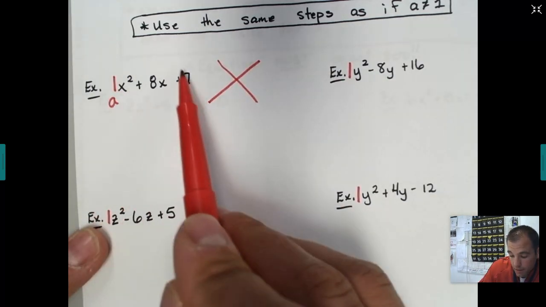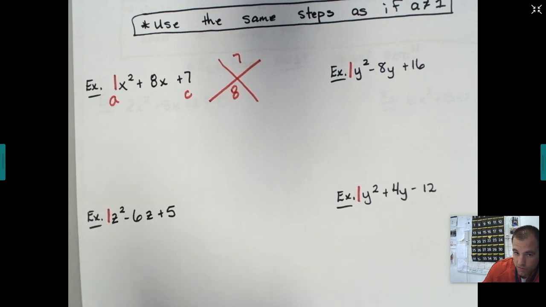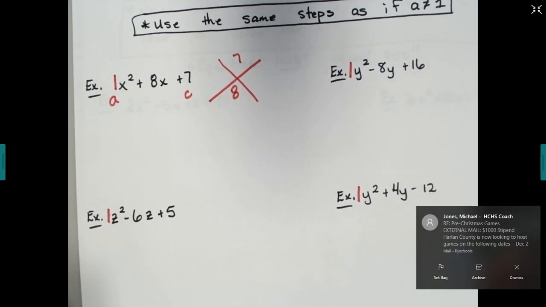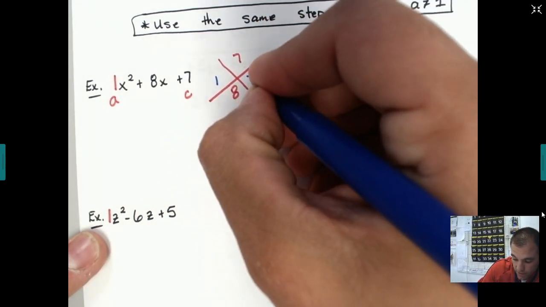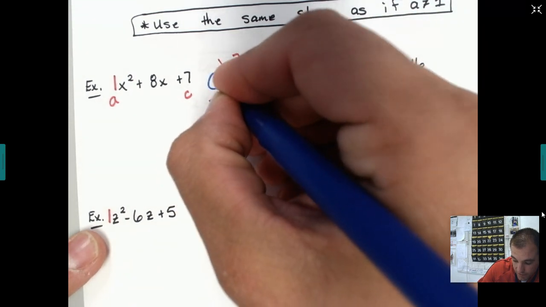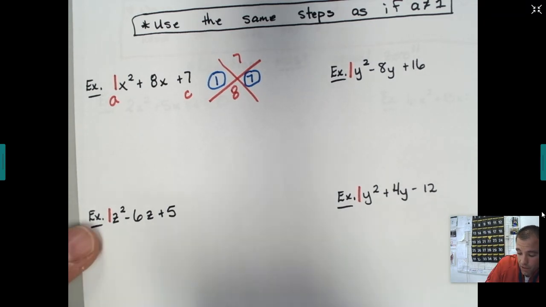Just like before, A times C would be 7 and adds to get 8. So you have to try to think of numbers that multiply to get 7 and add to get 8, which in this case, hopefully that's pretty easy for you. That would be 1 times 7. 1 times 7 is 7. And 1 plus 7 is 8. That's always the hard one. People forget about the 1 times the number. Remember, 1 will multiply into anything. Okay? So I have my numbers.